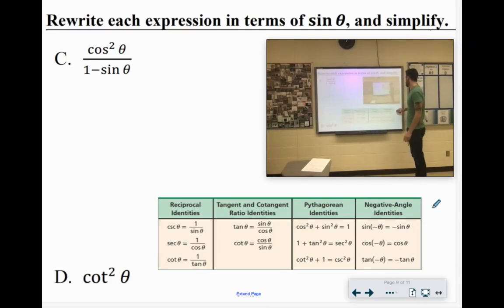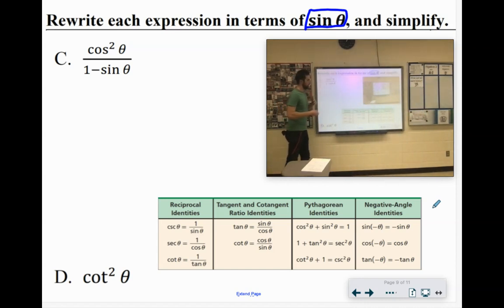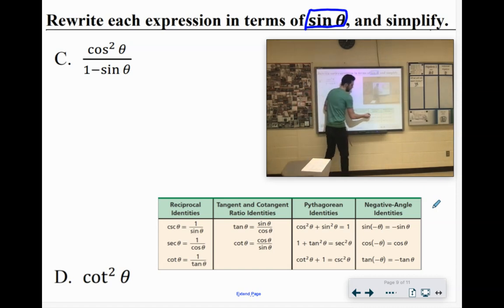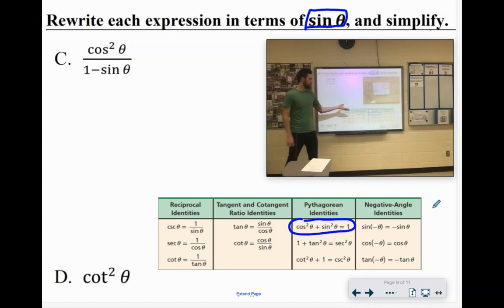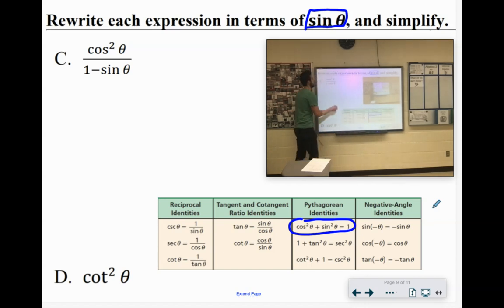These ones want us to rewrite them all in terms of sine of theta. Last time we did cosine theta. Cosine squared theta. Look where you see cosine squared somewhere. When you have this squared stuff, it typically comes in the Pythagorean identities. So cosine squared theta, if you had to get rid of the sine squared theta, you would subtract it to the other side. So it would be 1 minus sine squared theta.